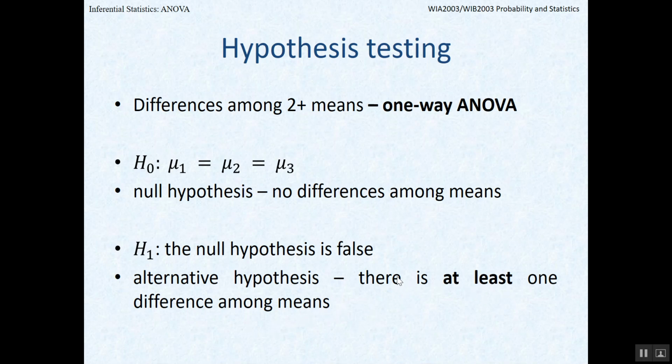So please understand that in this alternative, you don't know which one is different, correct? In one-way ANOVA, you can only say one of them is not equal. Just say mu1 not equal to mu2 or mu2 not equal to mu3. If one of them is not equal, it will reject the null hypothesis. But at this point you won't know which is not equal. Okay, that is what he's trying to say. There is at least one difference among the means, which you don't know which one.